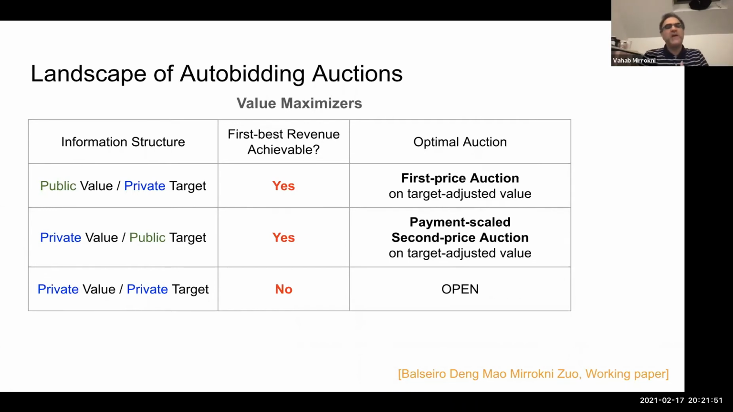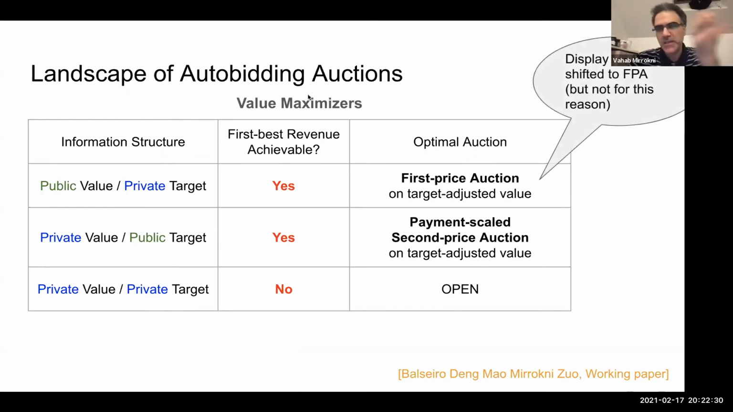On the other hand, when both value and target are private, we can show that first best revenue is not achievable, and characterizing the optimal auction in this case remains open. Just to make sure that we know what we mean by first best revenue, this means that we can achieve the maximum welfare and the revenue that matches this welfare. So it is possible to achieve first best revenue in these settings if we assume we have value maximizers.